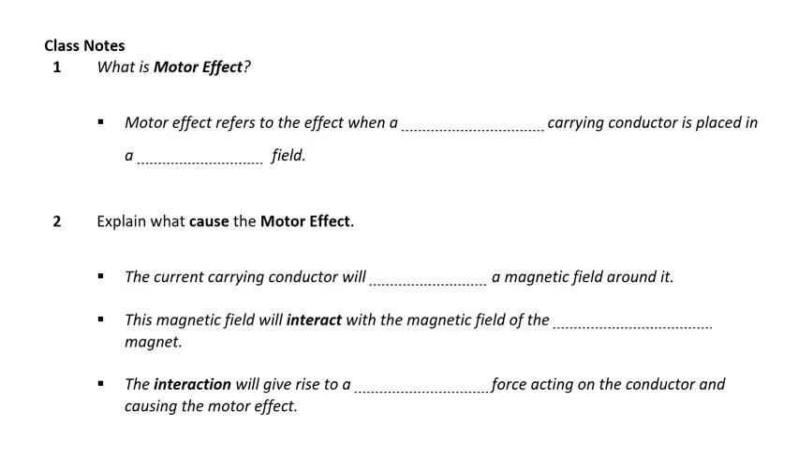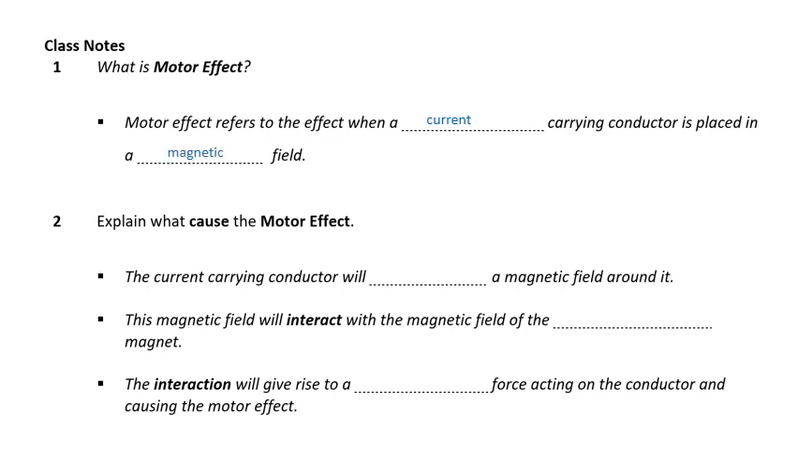Now, in order for us to understand how Fleming's left-hand rule is relevant to this whole lesson, we must first understand what is meant by this thing called a motor effect. So the motor effect refers to the effect when a current carrying conductor is placed within a magnetic field.